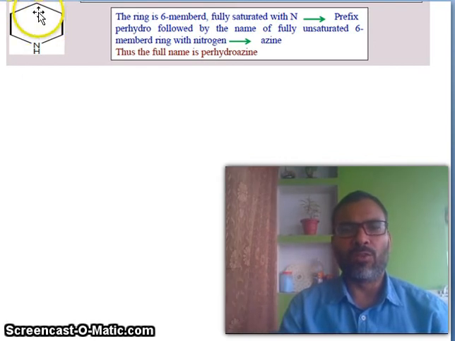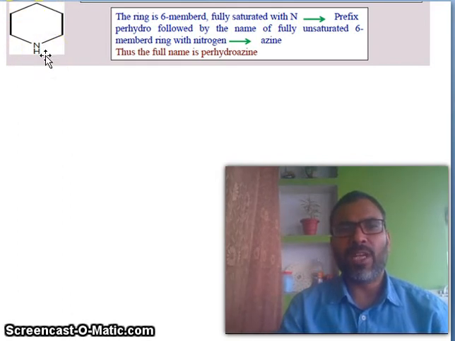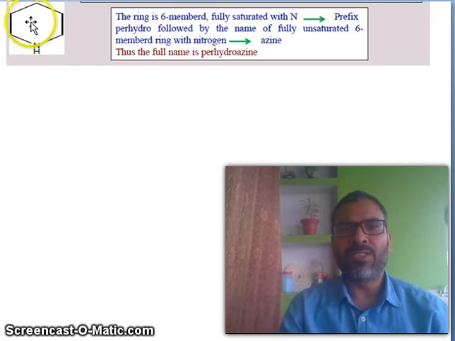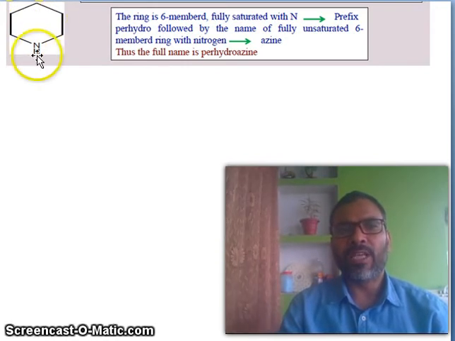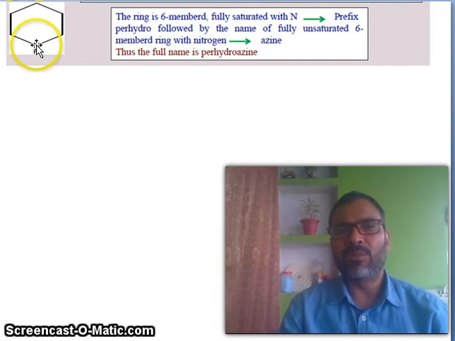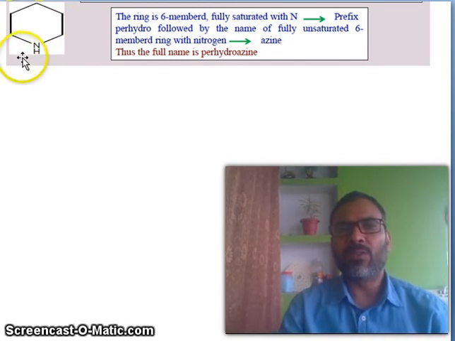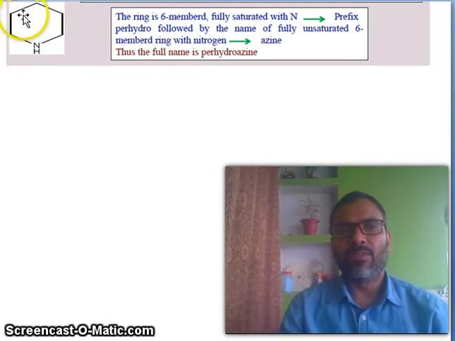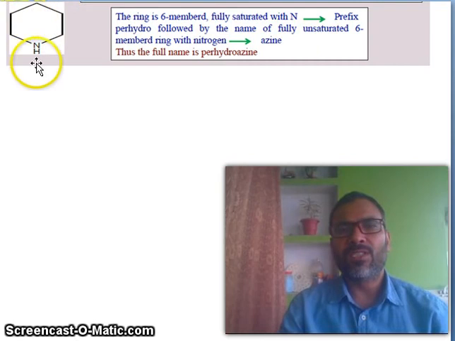So look at this molecule. Did you find what type of molecule it is? First try to find out whether it is cyclic. Of course this is cyclic. Is this homocyclic or heterocyclic? Of course this is heterocyclic. Why? Because nitrogen is present in this ring. Now, is this saturated or unsaturated? Of course this is saturated, not unsaturated. Is it a 5-member ring, 3-member ring, or 6-member ring? Of course this is a 6-member ring.